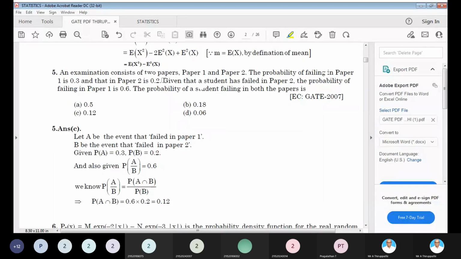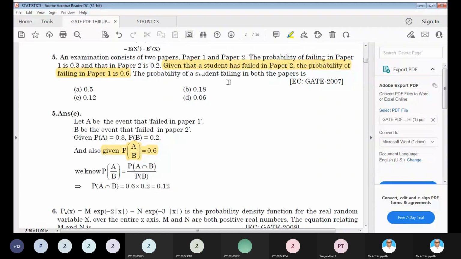So given that the student has failed in paper 2, the probability of failing paper 1 is 0.6. This is the conditional probability. Given the student has failed in paper 2, which has already happened, the probability of failing in paper 1 is 0.6. That is P of A given B is equal to 0.6. Now, what is the formula for A given B? P of A given B is equal to P of A intersection B divided by P of B.